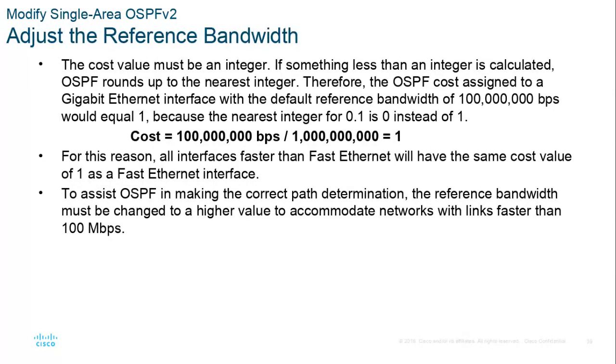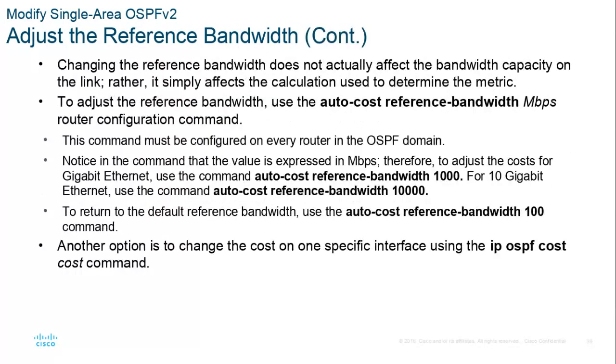So let's adjust the reference bandwidth. Let's take this cost of 100 million divided by 1 billion. Well, it becomes 0.1, but it's rounded up to 1, so it's equivalent to fast Ethernet. We don't want them all to be fast Ethernet, so 20th century now. So let's change the reference bandwidth to a more common value for today's networks. We'll use the auto-cost reference-bandwidth command, make it 1,000 for gigabit Ethernet. Make it 10,000, 10 gig Ethernet.